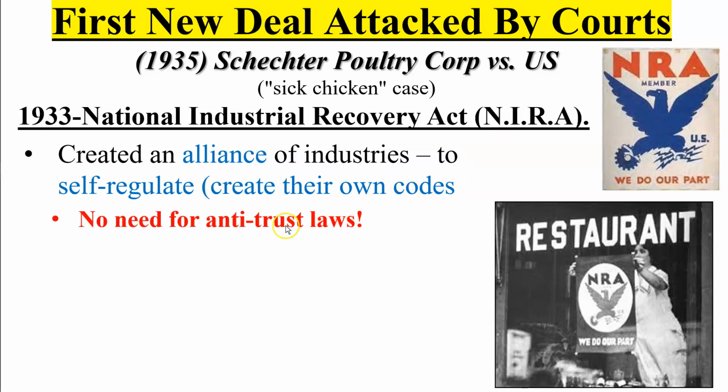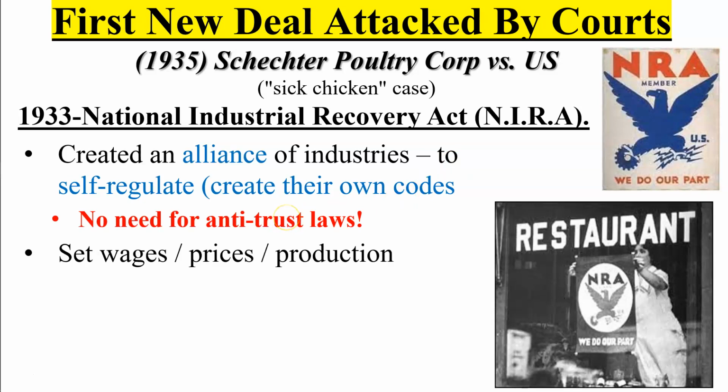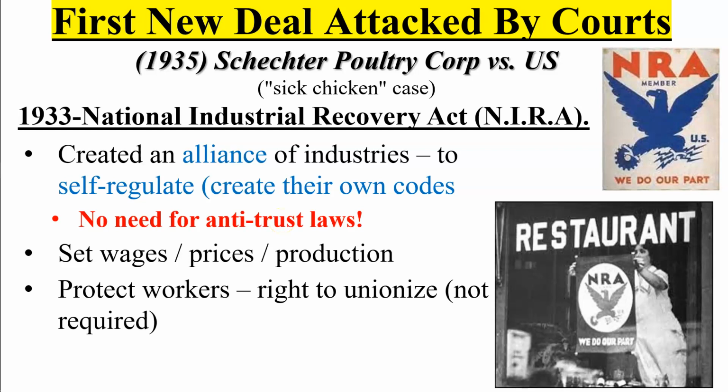This was meant to hopefully avoid the need for antitrust laws and the federal government having to regulate business and industries. Let them self-regulate. Well, how do they do that? They come up with agreements about how much they're going to pay their workers, for example, in the auto industry or in some sort of industry of whatever type, the prices they're going to charge for their goods, how much they're going to produce in a given year, things like that.